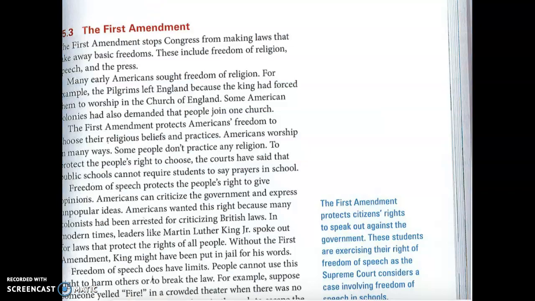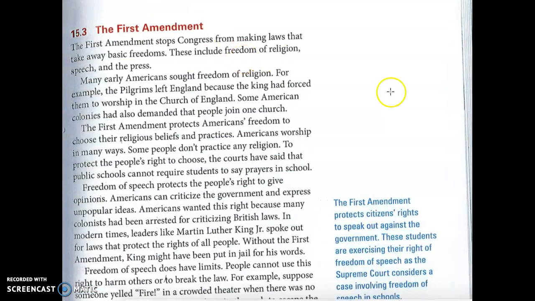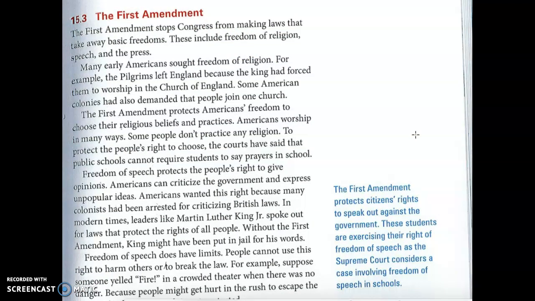All right, the First Amendment. The First Amendment stops Congress from making laws that take away basic freedoms. These include freedom of religion, speech, and the press. So the First Amendment is about religion, speech, and press.